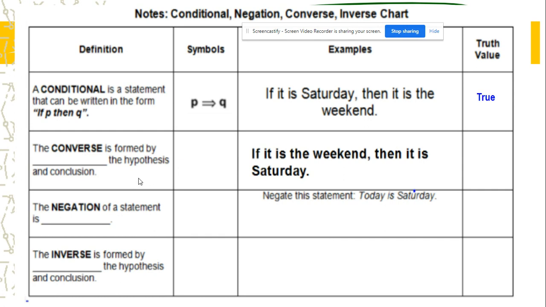All right, let's look at converse next. A converse statement is formed by switching the hypothesis and the conclusion. And the way that we would write that with symbolic notation is by flipping the P and the Q. If Q, then P. If it is the weekend, then it is Saturday. And so you want to ask yourself, is that statement true or is that false? If it is the weekend, then it is Saturday.